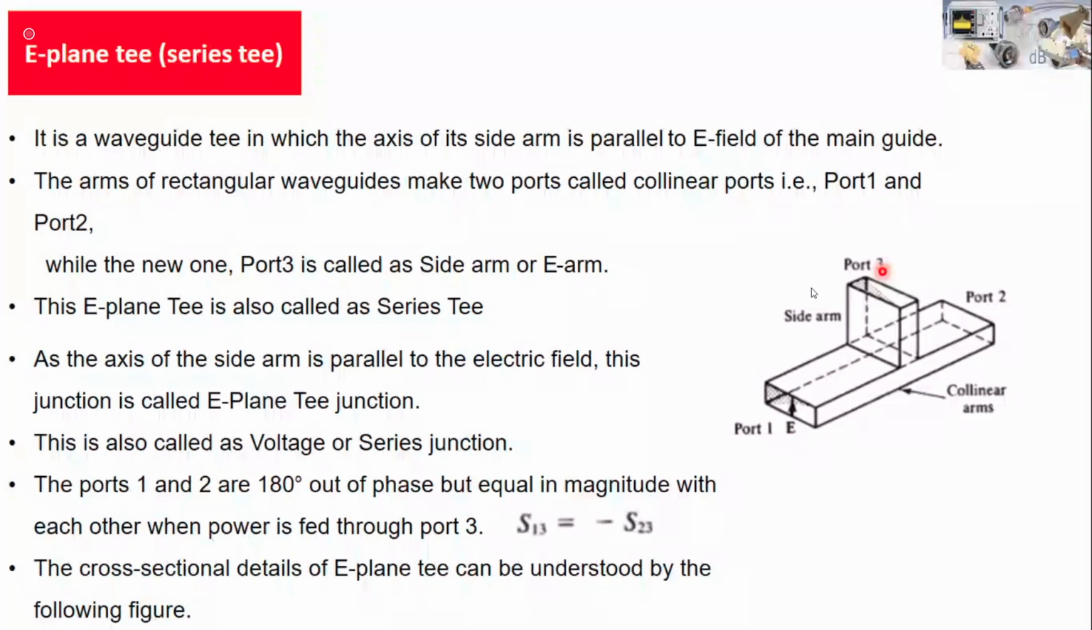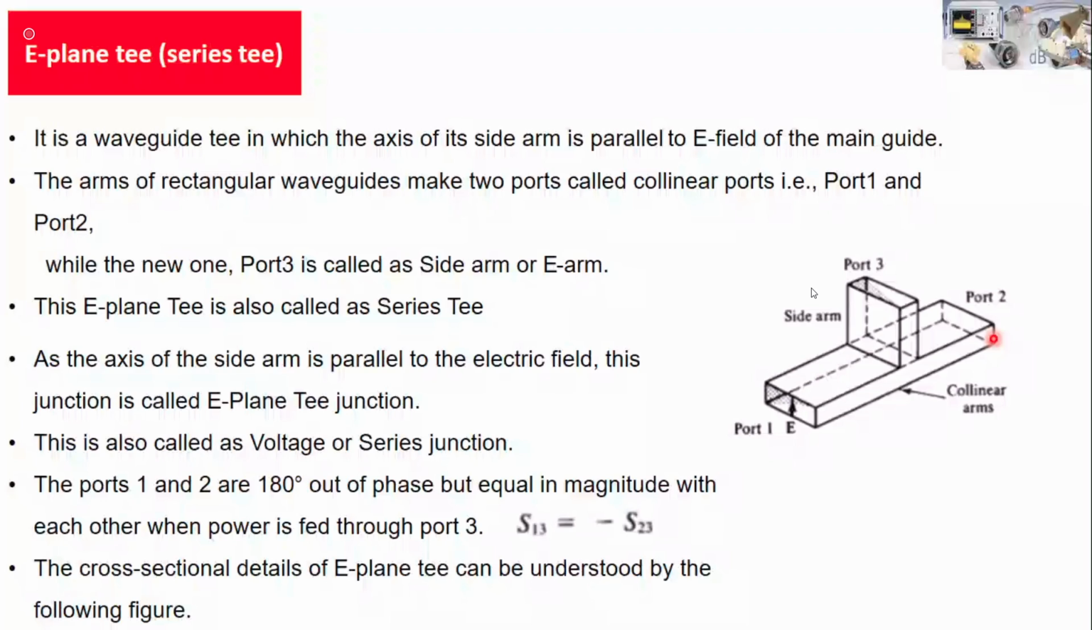You just see port 1 and port 2 lie on the same plane, so it is called the collinear arm, and the perpendicular to it is port 3, which is called the side arm or E-field arm. Now this port 3 is symmetrical to port 1 and port 2 also. So when a signal is fed through port 3, port 1 and port 2 will be out of phase. The symbol is shown in the next slide.